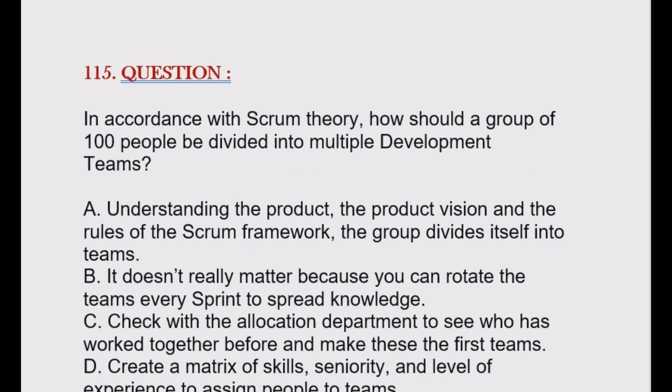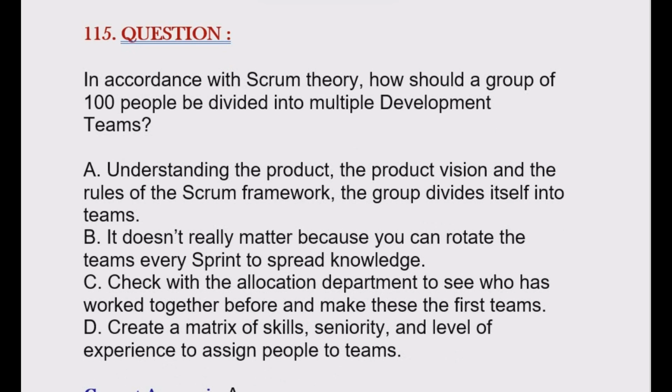Question is, in accordance with Scrum theory, how should a group of 100 people be divided into multiple development teams? Option A, understanding the product vision and the rules of the Scrum framework, the group divides itself into teams. Option B, it doesn't really matter because you can rotate the teams every sprint to spread knowledge.